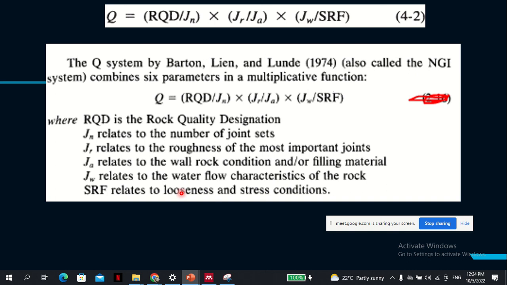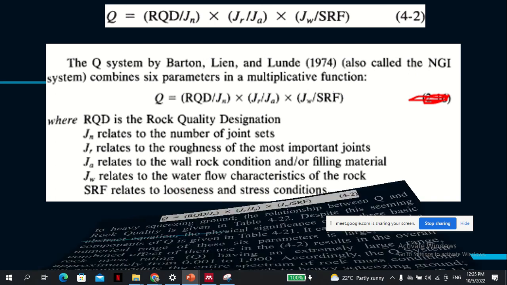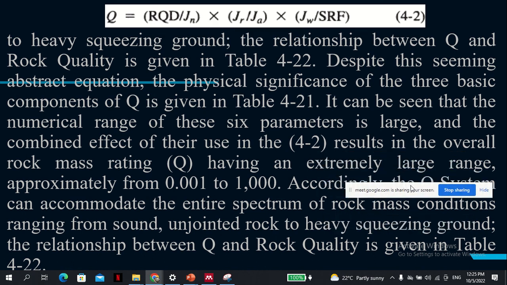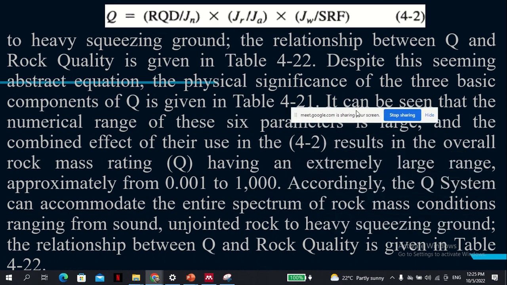So the Q system seems to cater for the stress condition, something probably that was not taken care of by the RMR system. The result is that the overall rock mass rating Q has an extremely large range, approximately 0.01 to 1000. I've said this before. According to the Q system, the Q can accommodate the entire spectrum of rock mass conditions, ranging from sound and jointed rock to heavy squeezing ground.